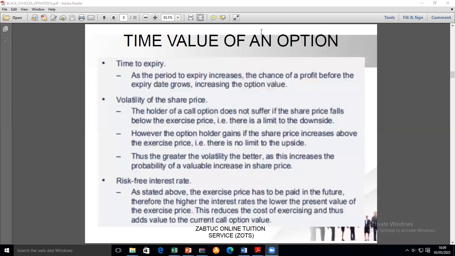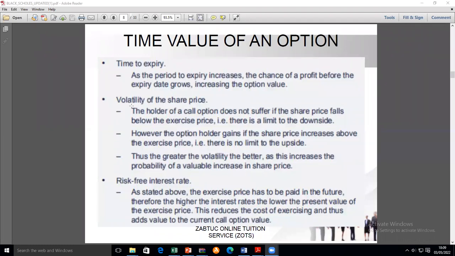So the time value of the option has got three components. One, the time to expiry. Is it 1 year, 2 years, 3 years? As the period to expiry increases, the further away the exercise date is, the higher the time value, because there's time before you can exercise. The chance of a profit before the expiry date grows.